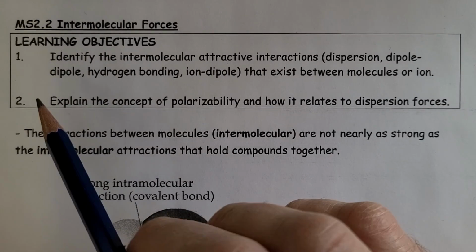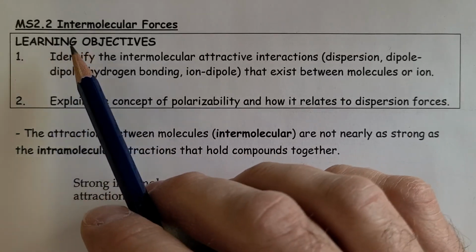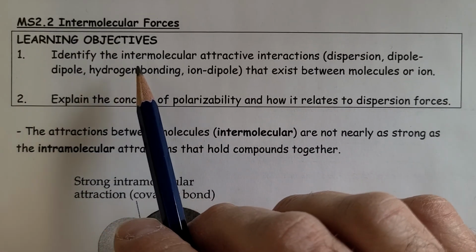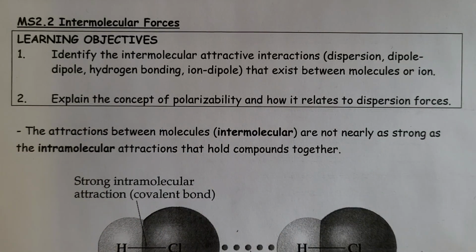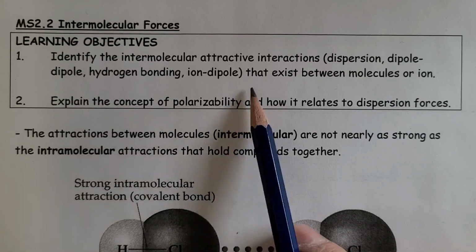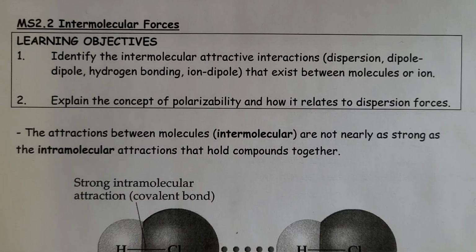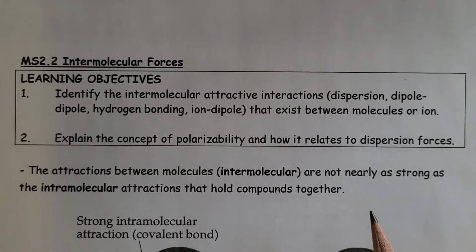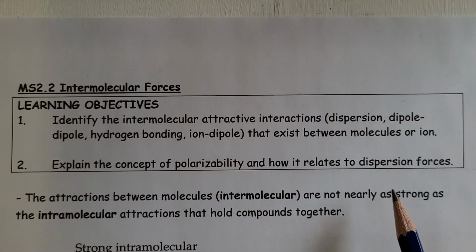Welcome back, Chemistry 30. So this is the MS2.2 section, Intermolecular Forces. So we'll look at identify the intermolecular attractive forces, which include dispersion, dipole, hydrogen bonding, and ion dipole that exist between molecules or ions, and explain the concept of polarizability and how it relates to dispersion forces.